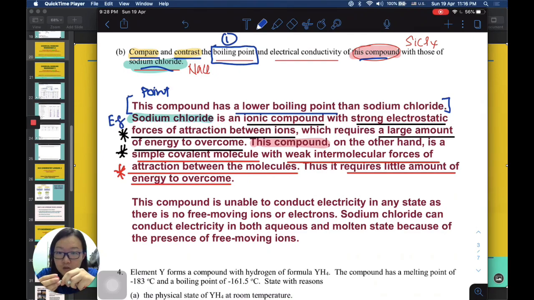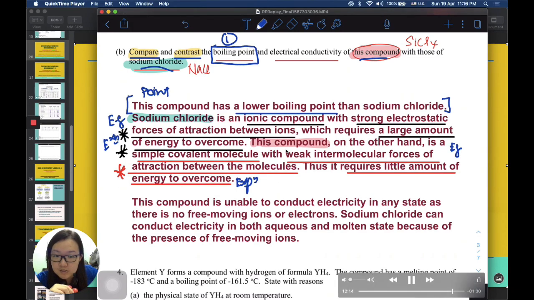Can you see that? It's like point, example, and then explanation. If you want to do it in a very humanities kind of way, it's PEE: point, example, explanation, and then again for the covalent compound, it's also the same. Point, example, explanation. All right. So we are done with the first physical property, which is boiling point.